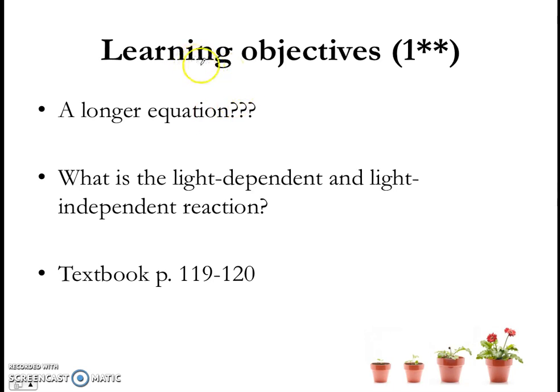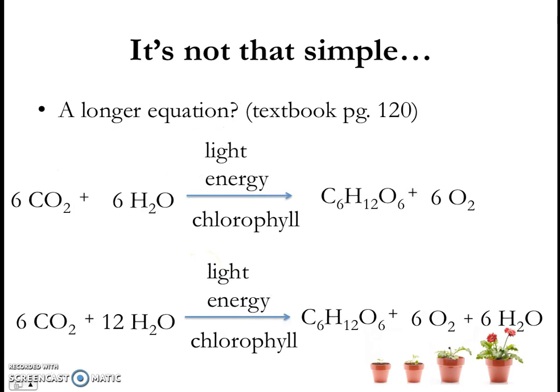Now in this extra video, I'm going to be talking a bit more about photosynthesis in detail. The first thing is that there seems to be a longer equation for photosynthesis. In fact, if you look at your textbook, there seem to be two different equations for it. And then you also read about the light dependent and the light independent reaction. So I'll just explain a bit of that in this video. And these are the textbook pages. For those of y'all who have been very hardworking reading your textbook, very good.